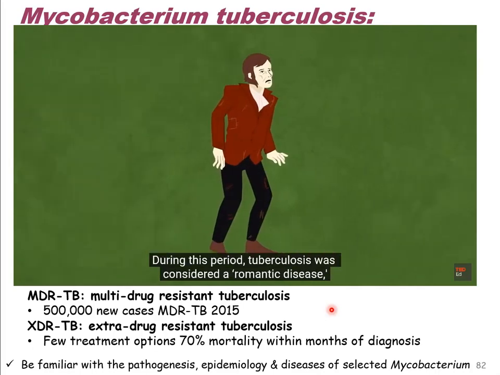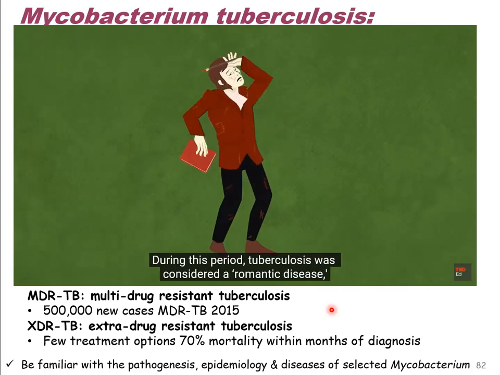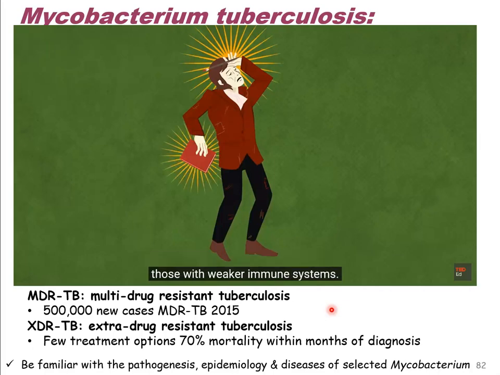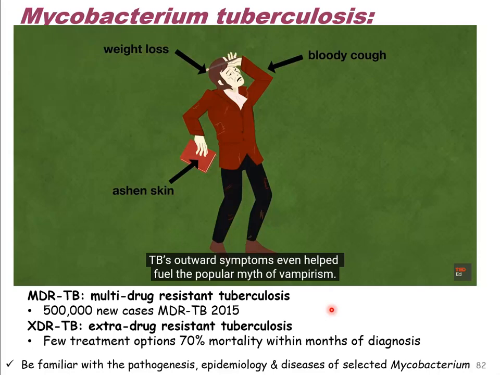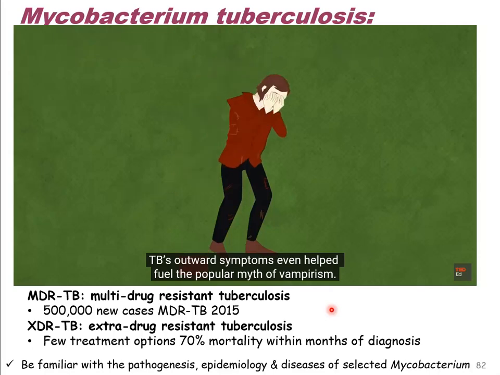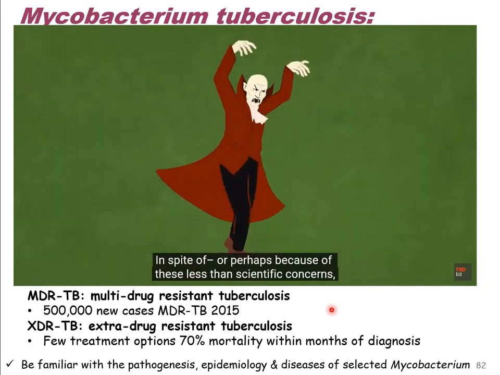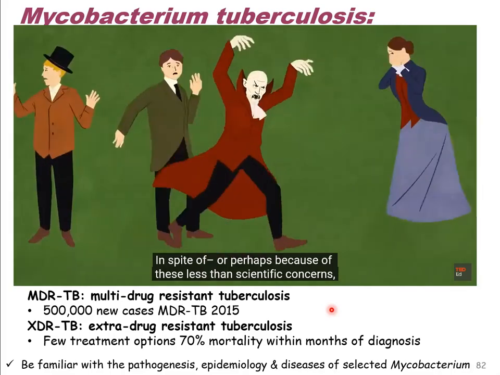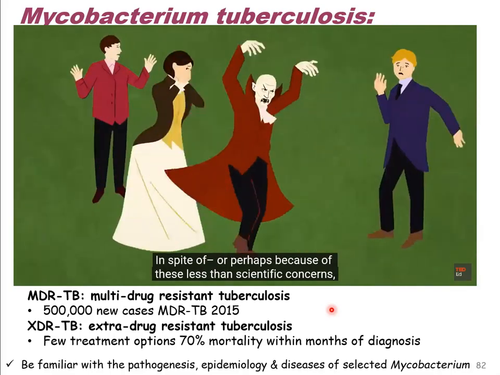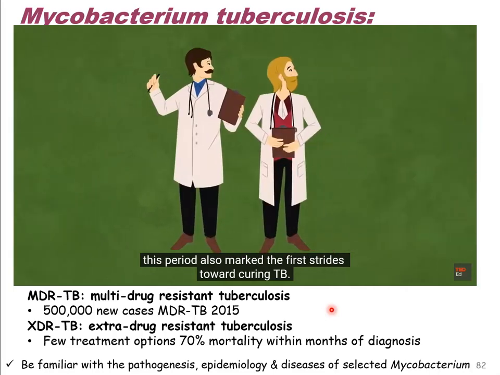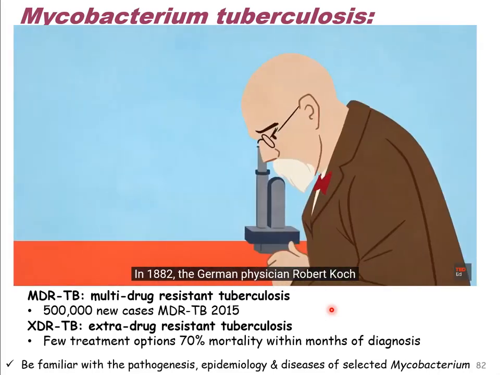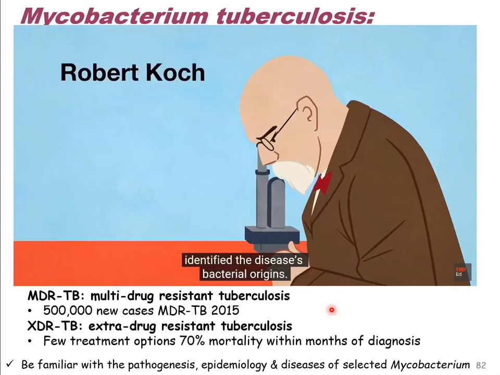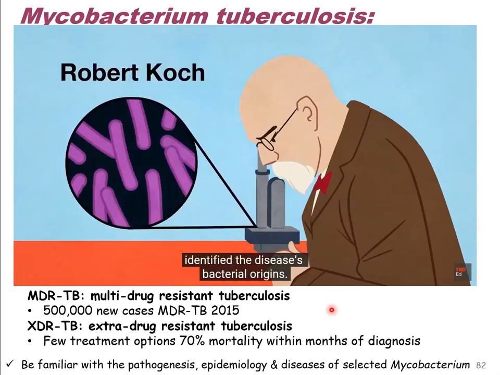During this period, tuberculosis was considered a romantic disease because it tended to affect poverty-stricken artists and poets, those with weaker immune systems. TB's outward symptoms even helped fuel the popular myth of vampirism. In spite of, or perhaps because of, these less than scientific concerns, this period also marked the first strides toward curing TB. In 1882, the German physician Robert Koch identified the disease's bacterial origins.